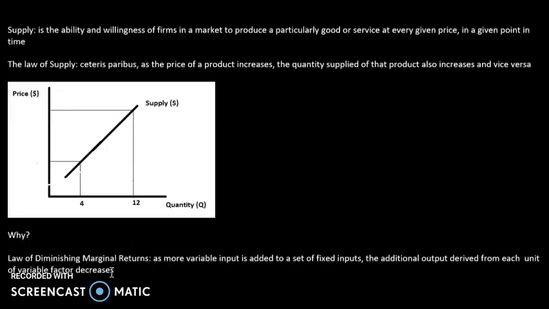Although at the start where we employ one worker, the marginal output may be 10. As we hire the 10th worker, it might only be 2. So the first worker gives us an additional output of 10 units, while the 10th worker gives us an additional output of 2 units.